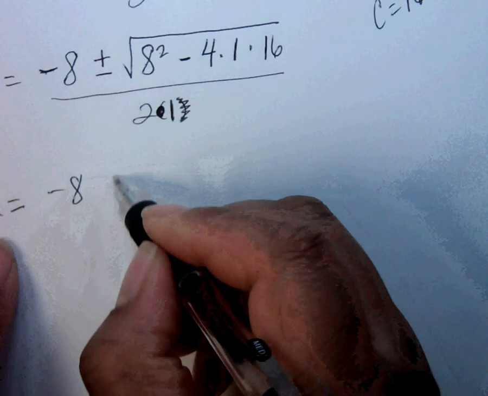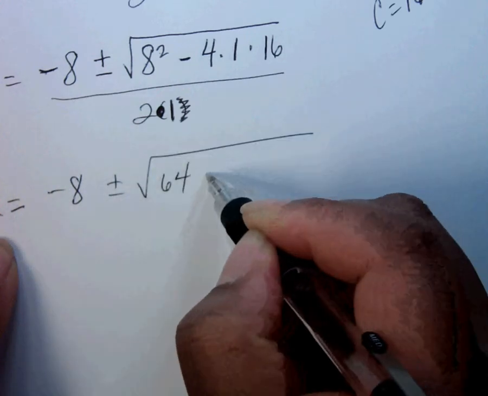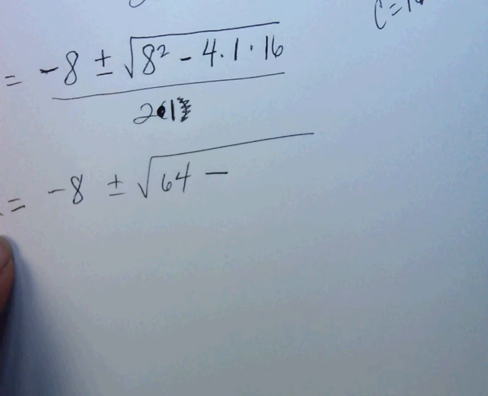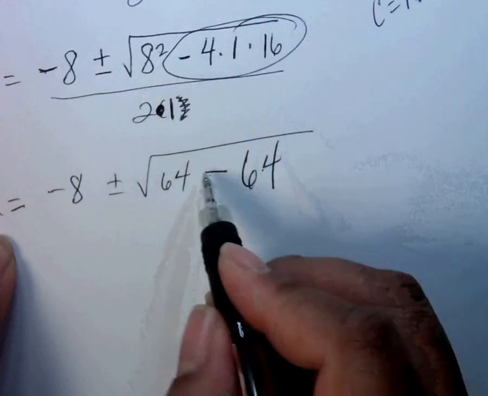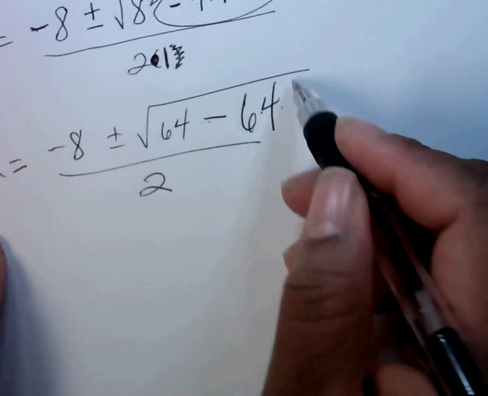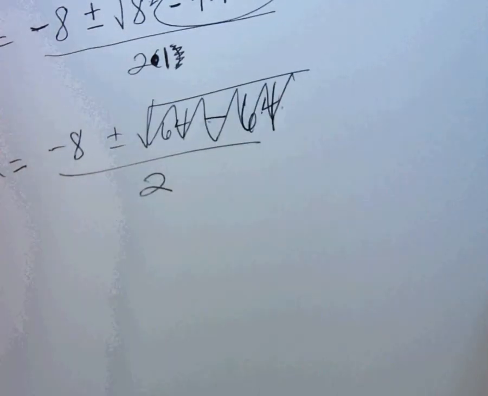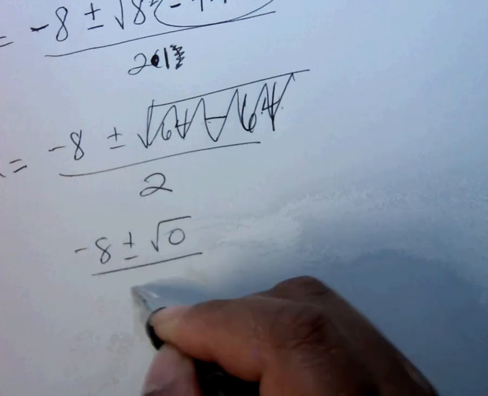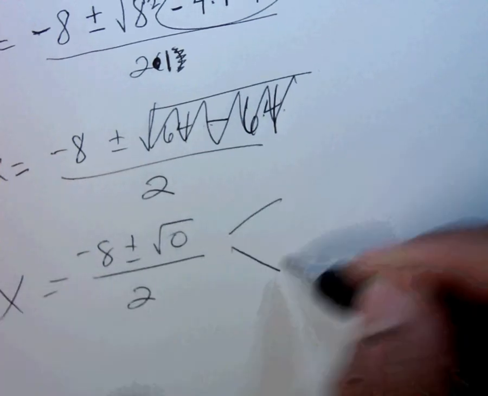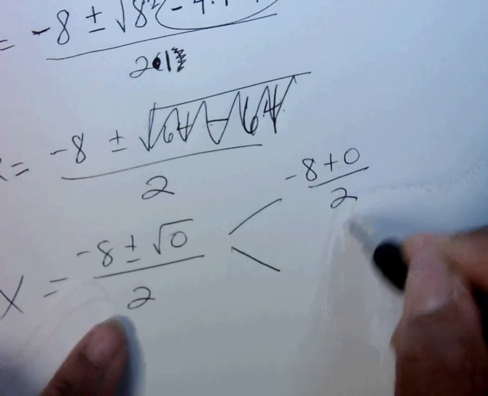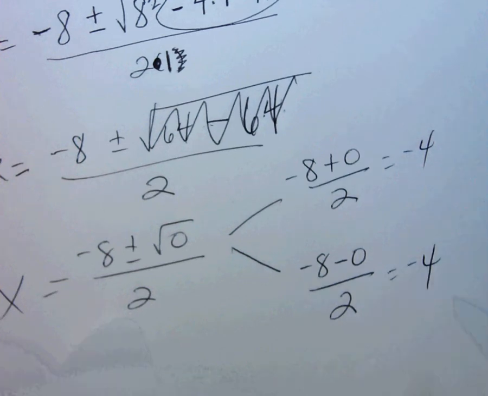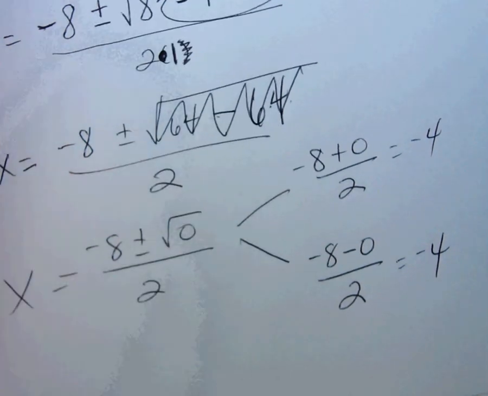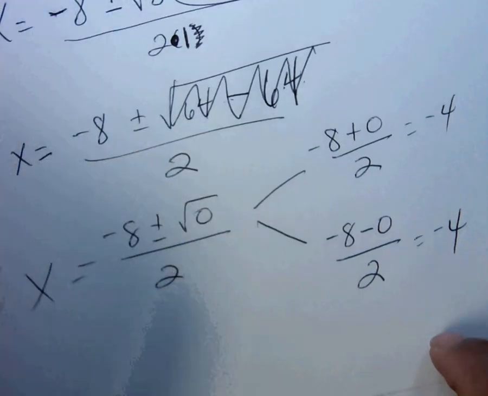For those that need to see it by hand, plus or minus the square root of 64 minus, what you have to do is 4 times 1 times 16, which gives you 64. So this is 64 minus 64, and then this is 0. So the square root of 0 is just 0. And if you don't want to see this part, just fast forward. Negative 8 plus 0 over 2 and negative 8 minus 0 over 2. And they both give you negative 4. Okay, so we saw it by hand, we saw it on the calculator. Now we get to graph.